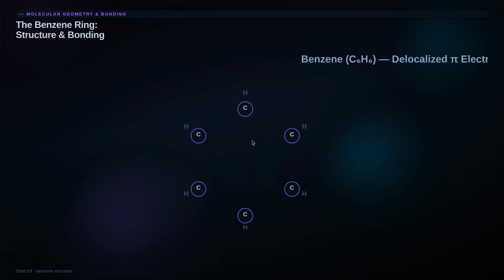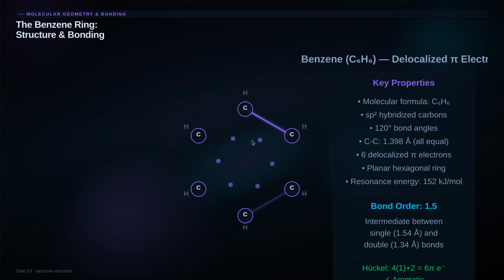Benzene is a planar hexagonal molecule with all 6 carbon atoms forming a regular hexagon. Each carbon is sp2 hybridized with bond angles of exactly 120 degrees. Every carbon has one p orbital perpendicular to the ring plane. These 6 p orbitals overlap sideways to form a continuous ring of pi electron density above and below the molecular plane, a delocalized pi system.